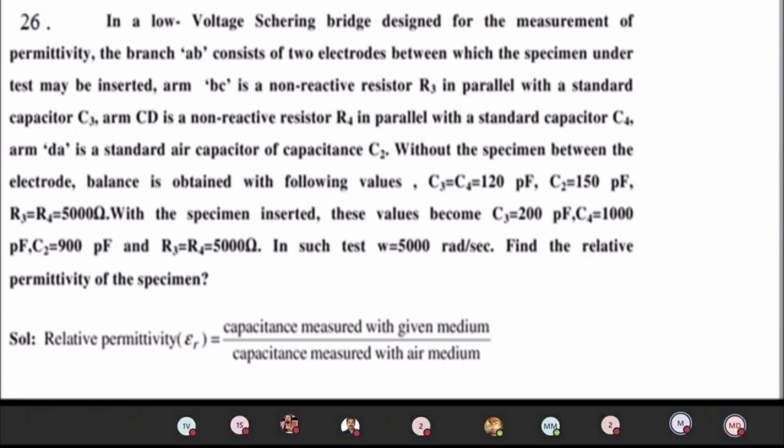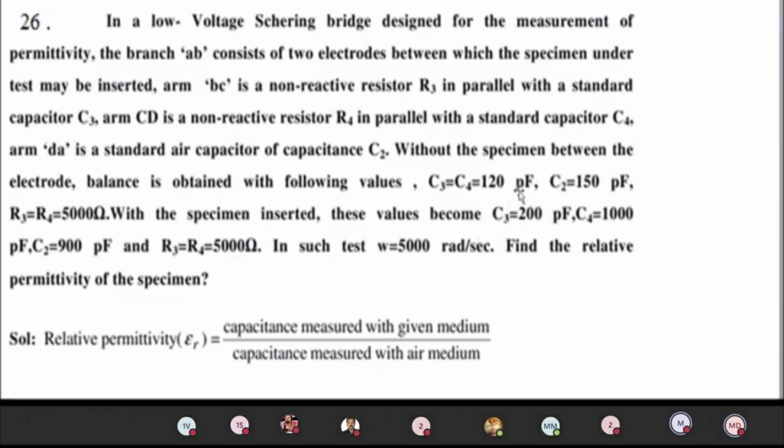With the specimen inserted, this is the second condition. These values become: C3 has been changed to 200 picofarad from 120 and C4 has been changed to 1000 picofarad from 120, and similarly C2 from 150 picofarad has been changed to 900 picofarad, and R3 and R4 remain the same. Now for these two conditions we have to find the relative permittivity of the specimen.